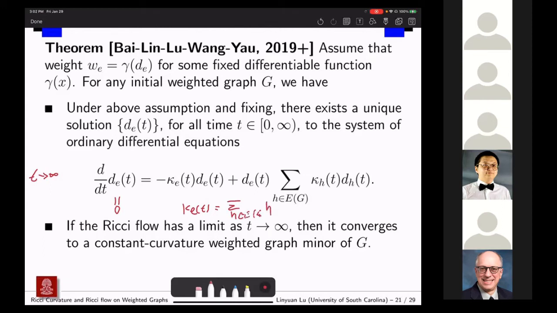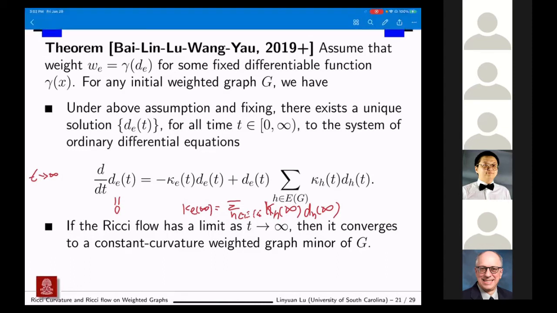And here is k of h of infinity, and then dh infinity. So suppose the limit exists, so you can see it's a constant. That's why once the limit exists, you get a constant curvature object. Okay, so this is kind of nice. This time, the limit exists. And we also ask, if the limit converges, what does it look like.